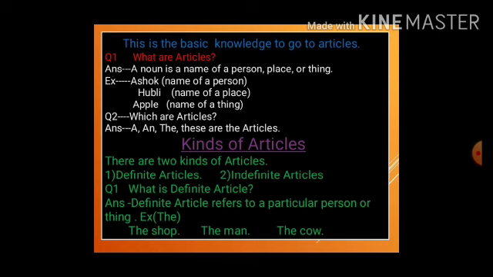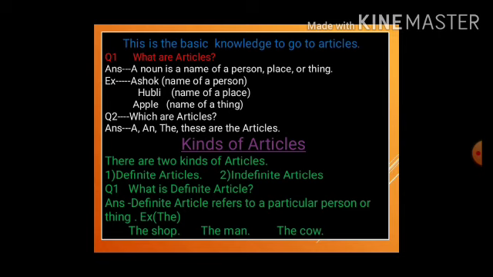So articles are those group of alphabets which are used before the noun, name of the person, before the name of the place or a thing. Okay. Especially these articles are used before the nouns or things.